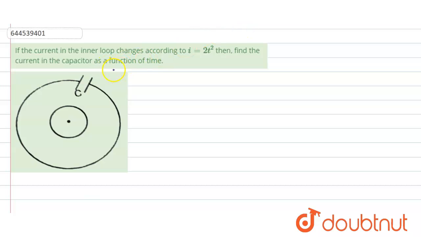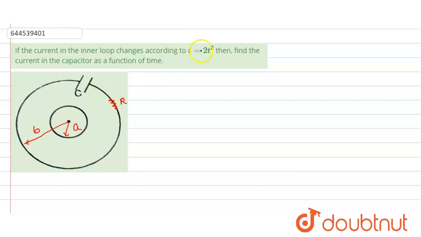Okay, so this is our capacitor. Now here we can just consider that there would be a resistance in this circuit. Okay, so R, and this inner radius of the circle would be equal to A, and the outer radius of the circle would be equal to B. Okay, because there is always this resistance with the capacitor.